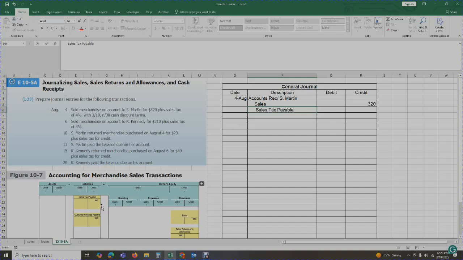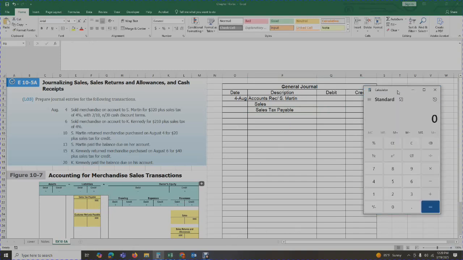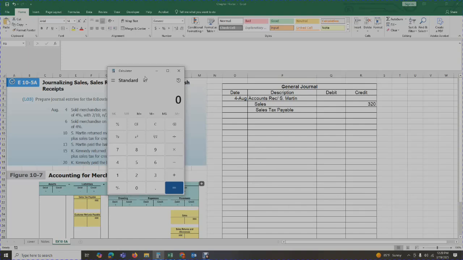Now that has a normal balance of a credit. Now, how much taxes am I going to collect from this transaction? Well, we sold $320. That's the sales amount. My sales tax rate is given at 4%. So that means that I have to collect $12.80 in taxes. Okay?